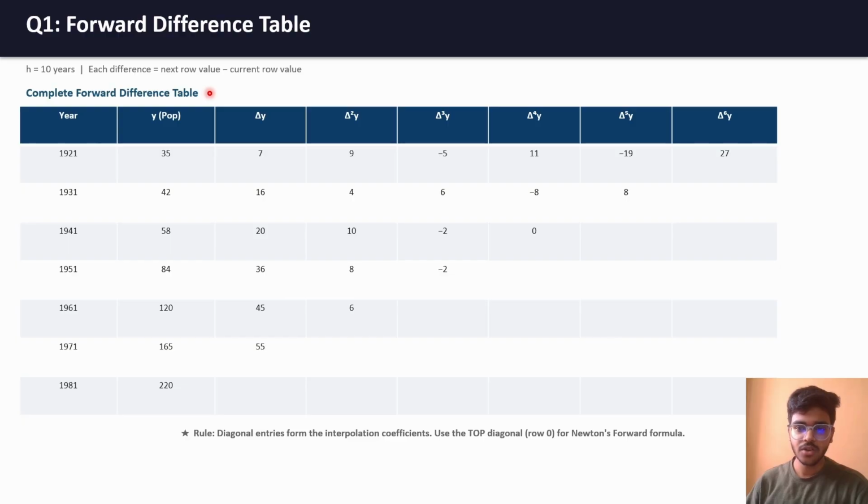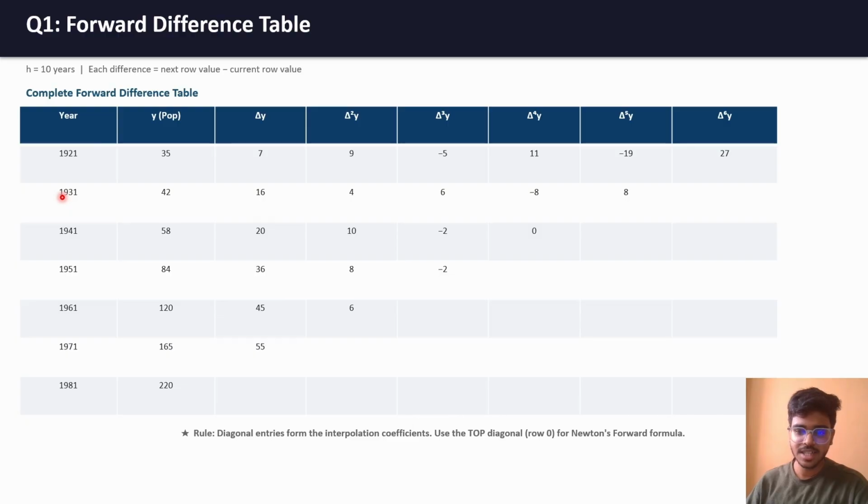Here we are building the forward difference table. The very first step in Newton's method is to build a forward difference table. Let me explain what this means. The given data is 1921, the population is 35,000, 1931, population is 42,000, 1941, population is 58,000, and so on. So the step size between each data year is 10.